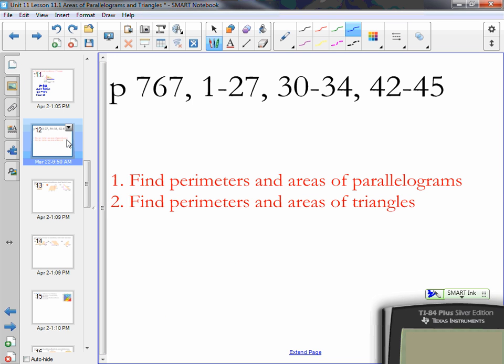All right. On page 767, let's do 1 through 27, 30 through 34, and 42 through 45.